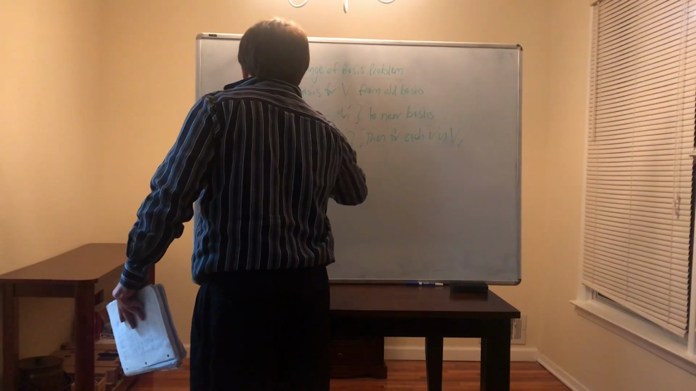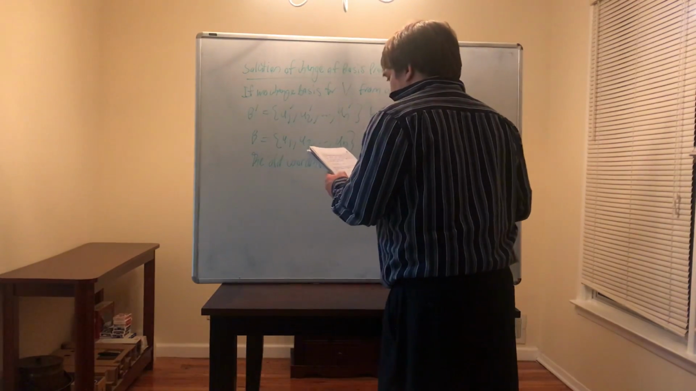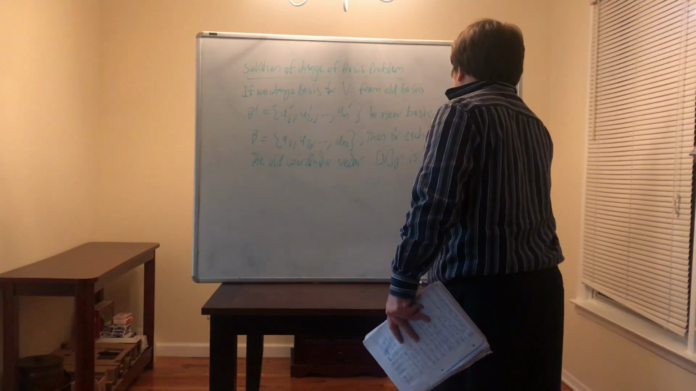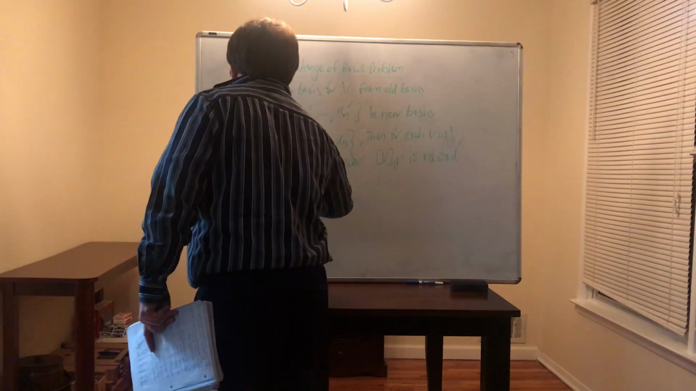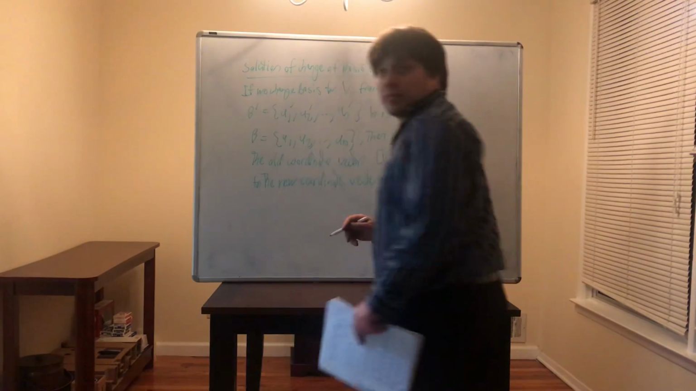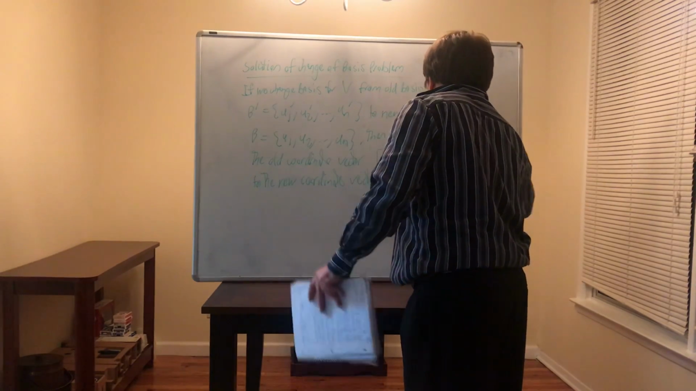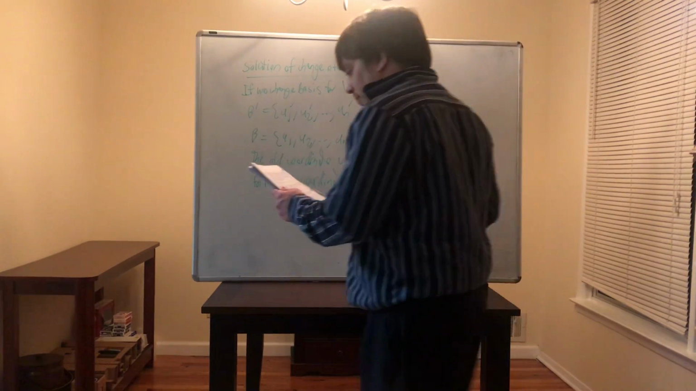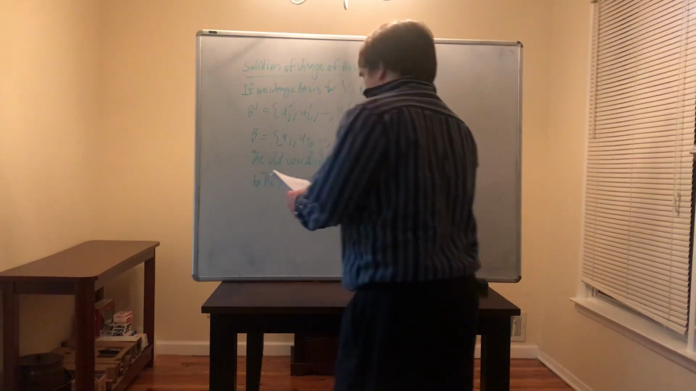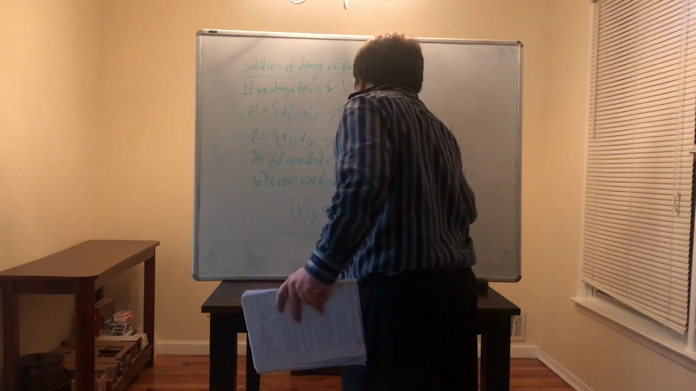the old coordinate vector is related to the new coordinate vector by the equation: the coordinates of v relative to the new basis is equal to the transition matrix, called capital P, times the coordinates of the vector relative to the old basis. So this is equation 7 in 4.6.